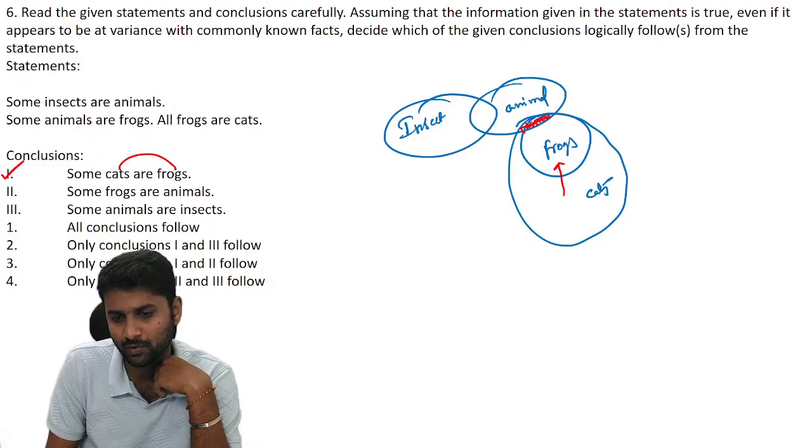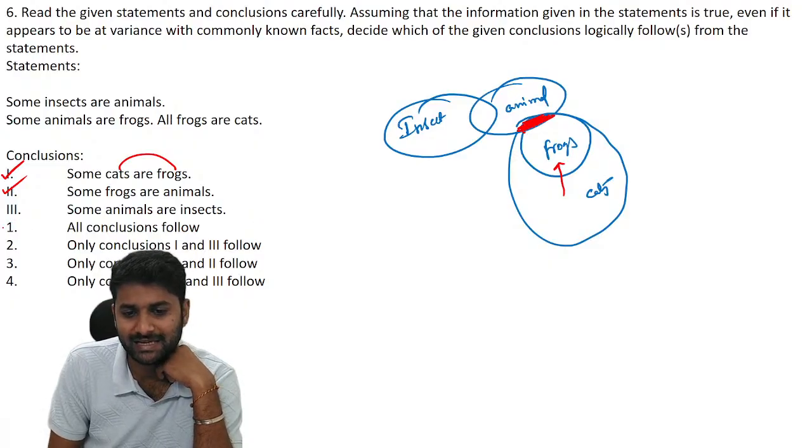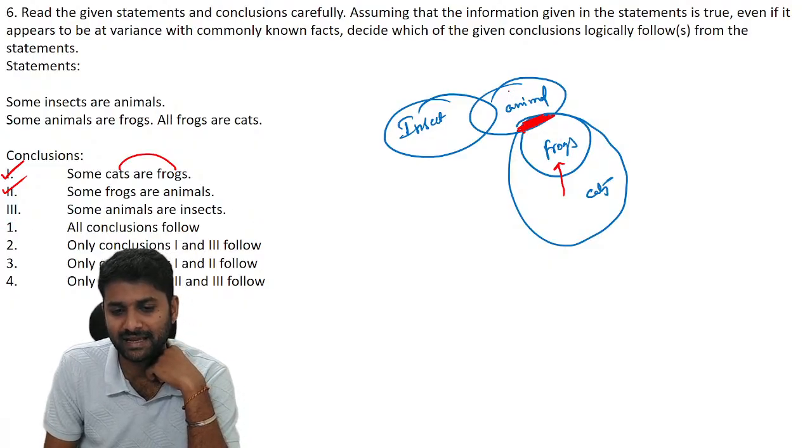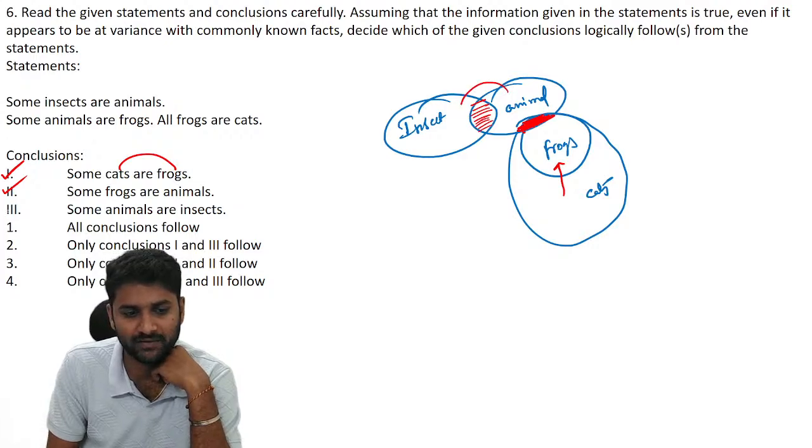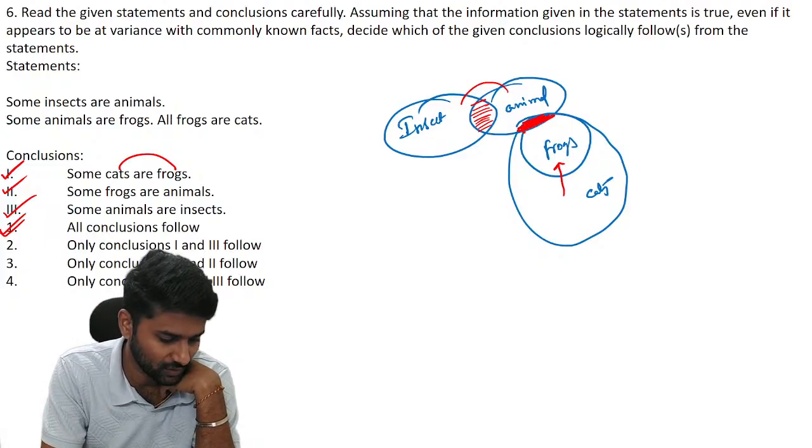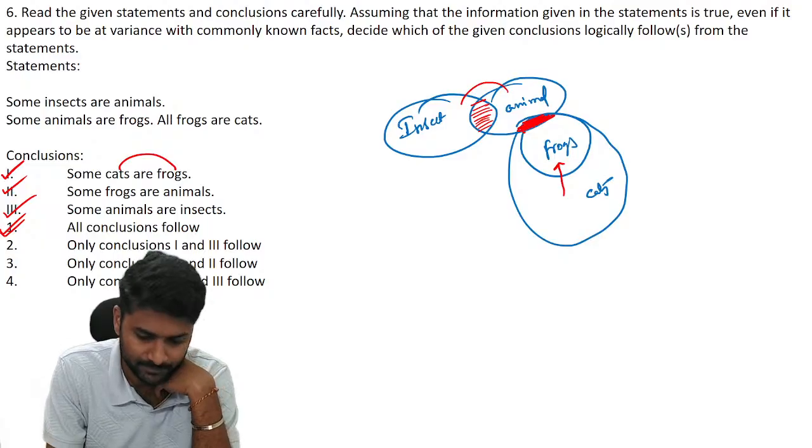Some frogs are animals. Guys, you can check the overlapping condition between frog and animal. Definitely there is a some conclusion. Some animals are insects. You can check the overlapping again. If you check with the overlapping, definitely it follows.